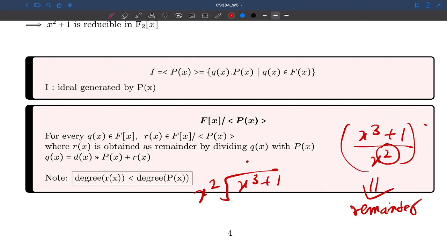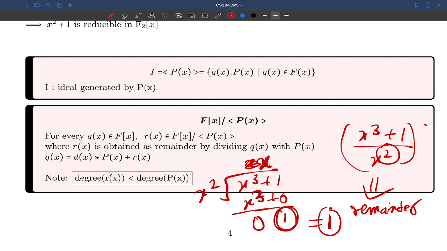What will I do? First of all, I will divide with x square times 1. I'll get x square here plus 0 here. So 1 minus 0 is 1, and also I multiply with x cube. So I'll get x cube here, and that will be 0. What remainder did I get? I got remainder 1 here. And what is the degree of 1? Degree of 1 is 0, and 0 is less than 2.